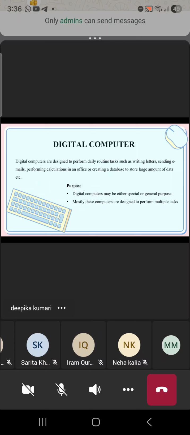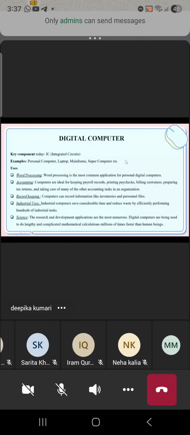Digital computers perform tasks such as writing letters, sending emails, performing calculations in an office, or creating a database to store a large amount of data. The purpose of digital computers may be either special or general, whereas analog computers are always special purpose. Digital computers are designed to perform multiple tasks. The key components of a digital computer are integrated circuits, and certain examples are personal computers, laptops, mainframes, supercomputers, etc., that we will be studying later in further slides.